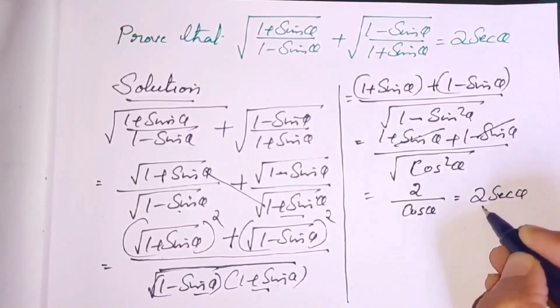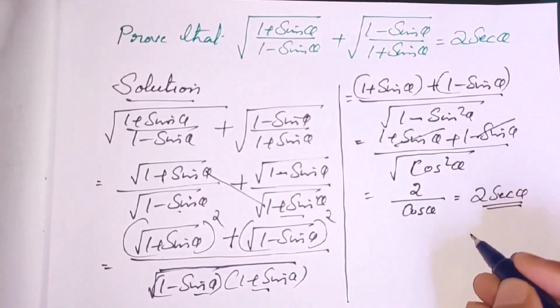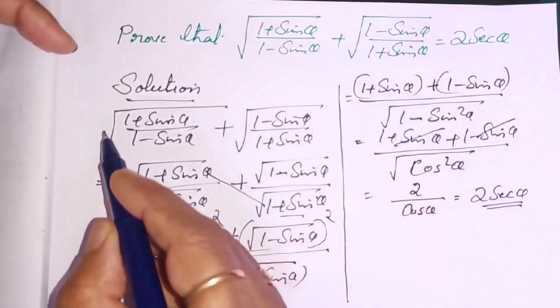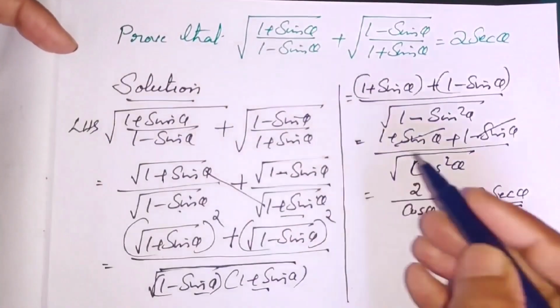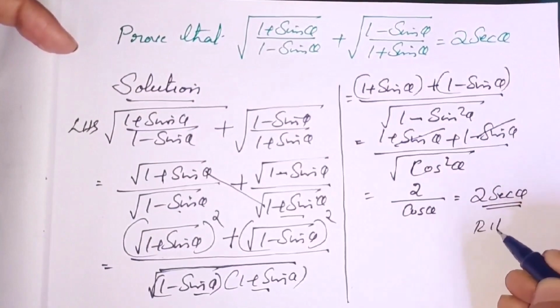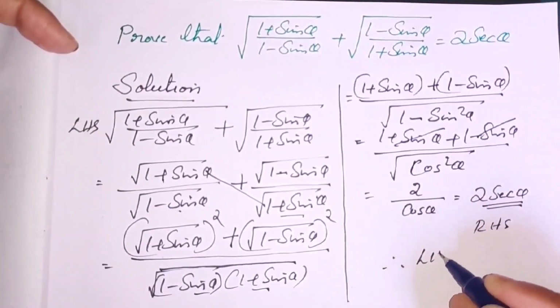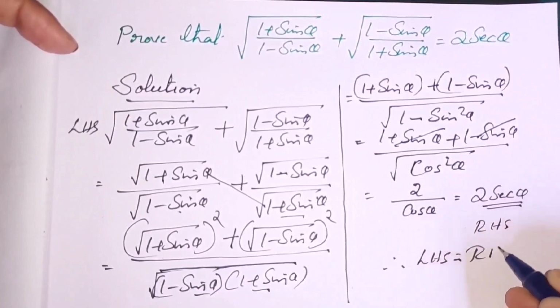2 sec theta. Now this is equal to, we have started from LHS here. This is LHS. Now we are getting RHS. This is RHS, right? Therefore, LHS is equal to RHS. Hence the proof.